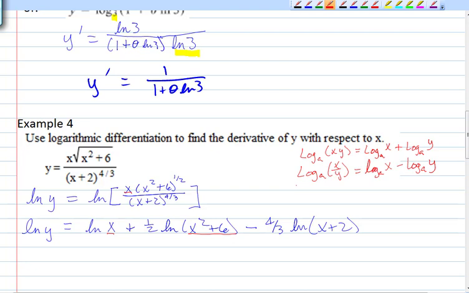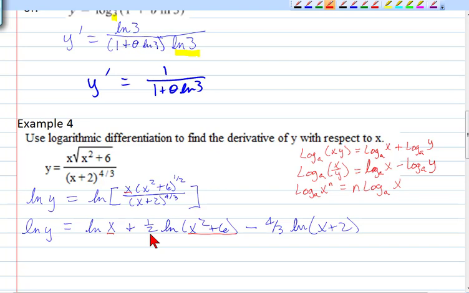And then the power rule is log base a of x to the n is equal to n times log base a of x. So basically what that means is if you have a power in your argument, move that power down front. That makes it easy.